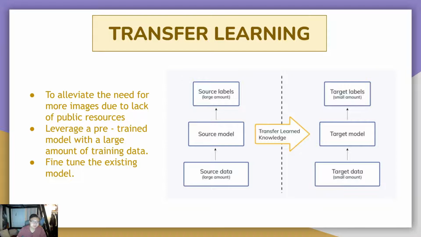To alleviate some of the need for more data, we implement transfer learning into our model. By doing this, we can leverage a pre-trained model that is trained on a very large data set and use some of that training to improve the performance of our model without having to go out and get our own large volume of data. Then we can fine-tune that model to fit our needs.